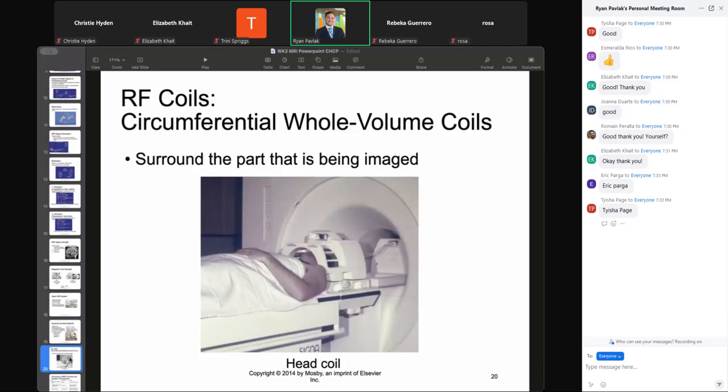So the coils, like I mentioned before, are going to pick up those signals that are being released by the hydrogen atoms. This is a neurovascular coil on an old Signa GE system. It is picking up the signals from the patient's brain.